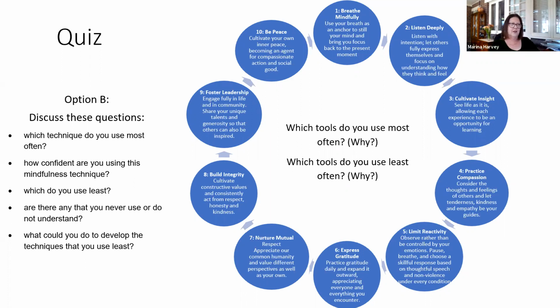Probably the one that I use least successfully, or not as well, is number 5, limit reactivity, because people do comment that my face gives things away. I react very much with my emotions and things like that. And that is something that I need to work on.